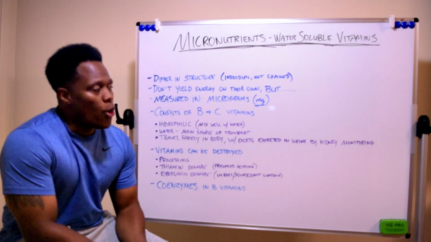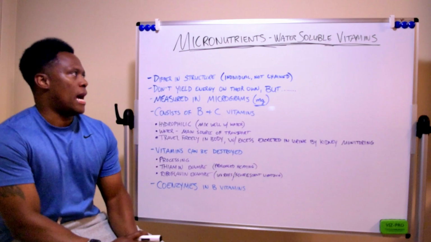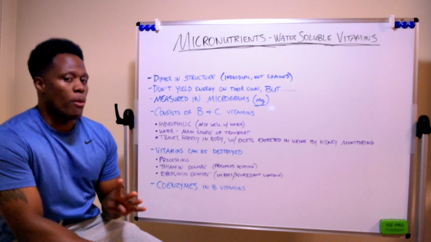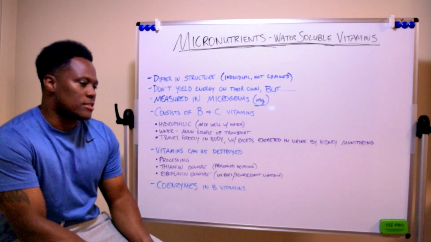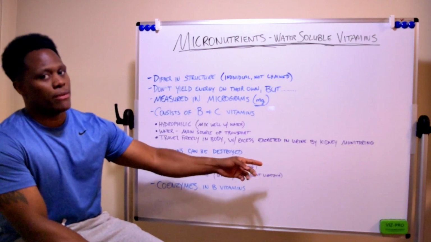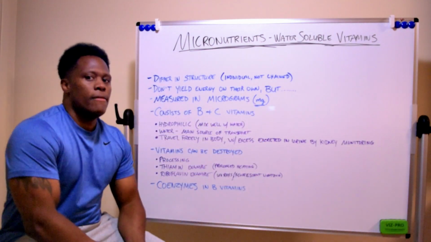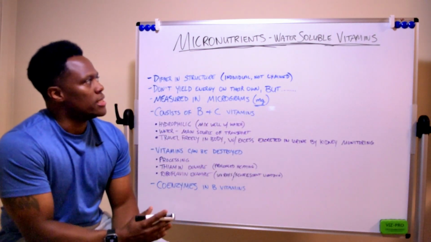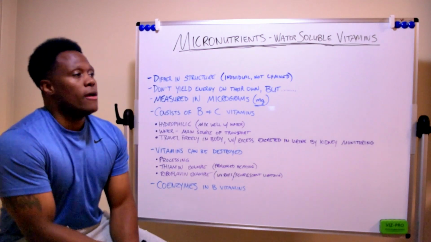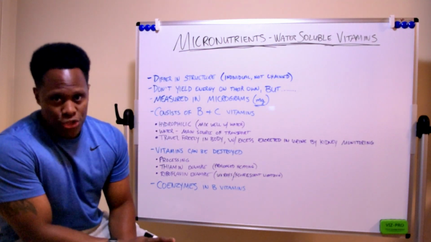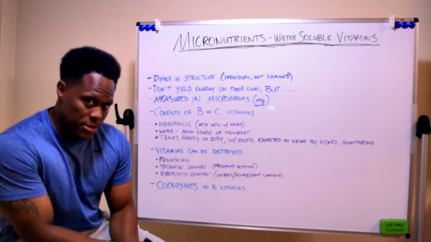This one, we're going to go over the micronutrients next. I have this broken down into about 4 parts. The first part of this session will be the water-soluble vitamins, which is what we're going to cover today. Part 2 will be the fat-soluble vitamins, and then part 3 will be the major minerals, and part 4 will be the trace minerals.